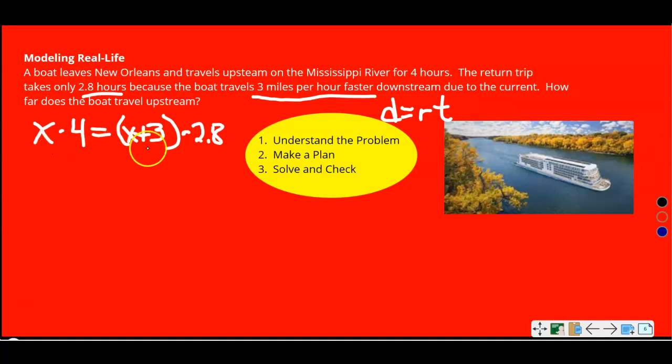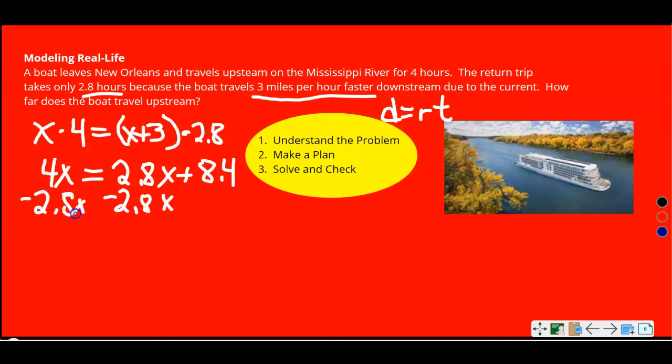So let's go ahead and start working this out. We're going to use the distributive property first. We bring this down, 4 times x is 4x, and then 2.8 times x is 2.8x, and 3 times 2.8 is 8.4. As you know, I like to keep my variable positive when I can, so I'm going to subtract 2.8x from both sides. The reason is that I have a variable on both sides, and I have to isolate the variable on one side in order to solve. So 4 minus 2.8 is 1.2x, and that equals 8.4.